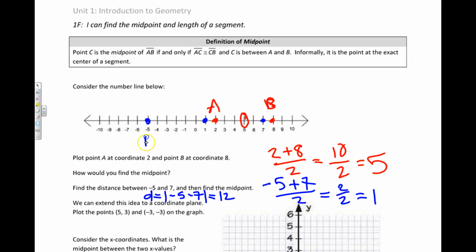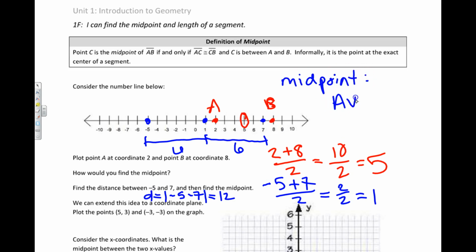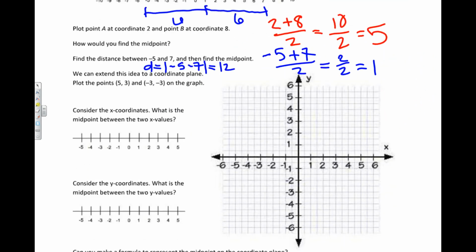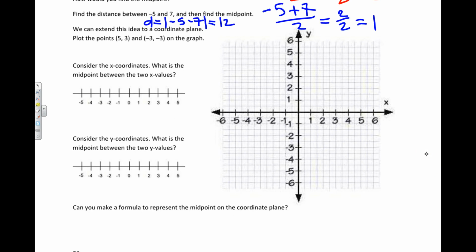And if we look, -5 to 1 is 6 units, and 1 to 7 is also 6 units, so it's exactly halfway. So you really just find your midpoint by taking the average of your coordinates. Well, the same actually is going to hold true when we look at coordinates in the coordinate plane with x and y axis.